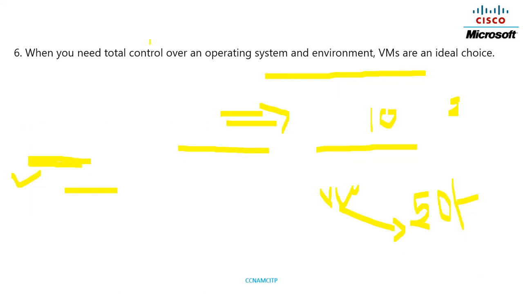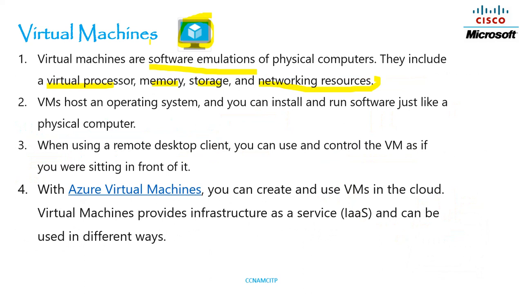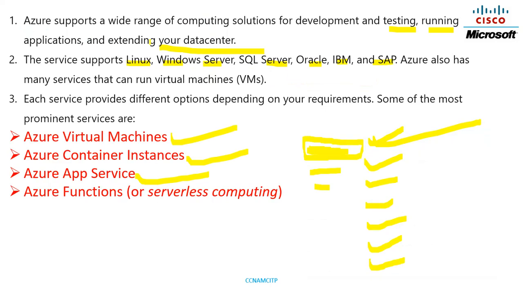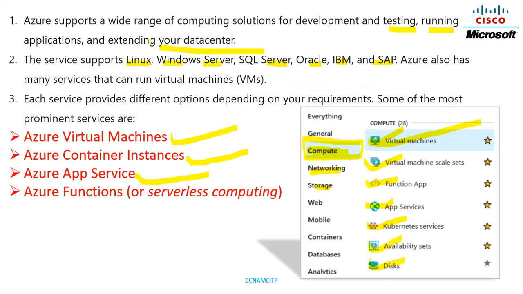And the next, what we had seen, virtual machines. Virtual machines are nothing but software emulations of physical computers. So what we have seen here are these four things. The rest of the things we will see in coming videos. Kubernetes services, availability sets, disks and all, I will be covering all those things in the next video. So as of now we saw four things.